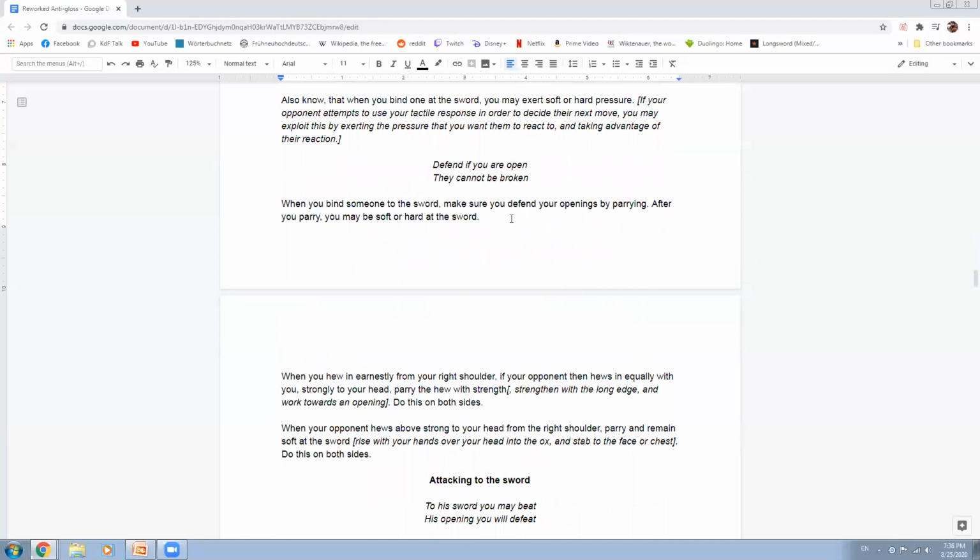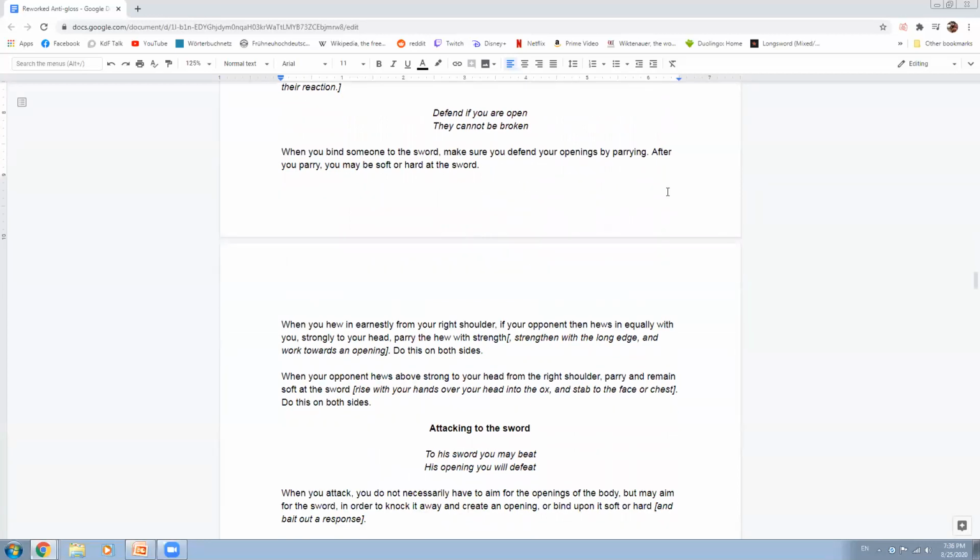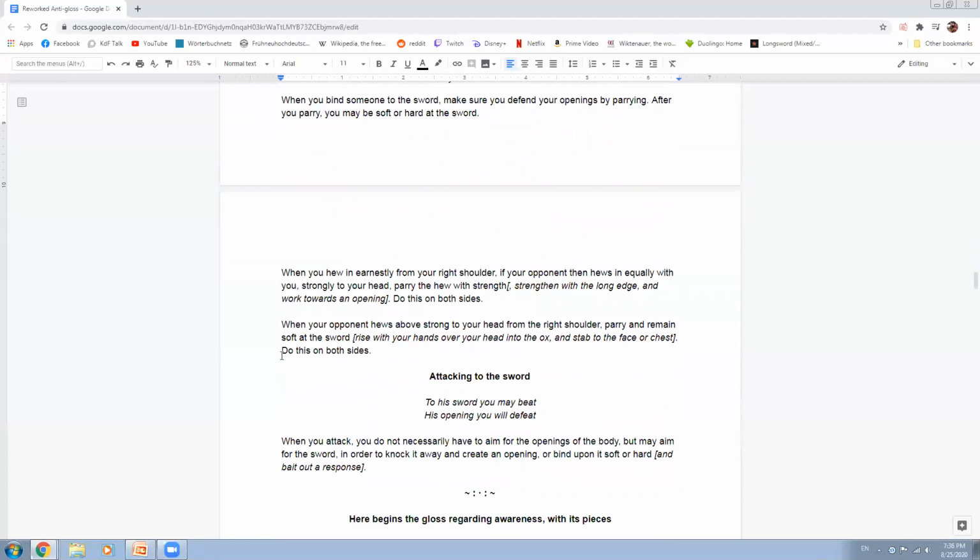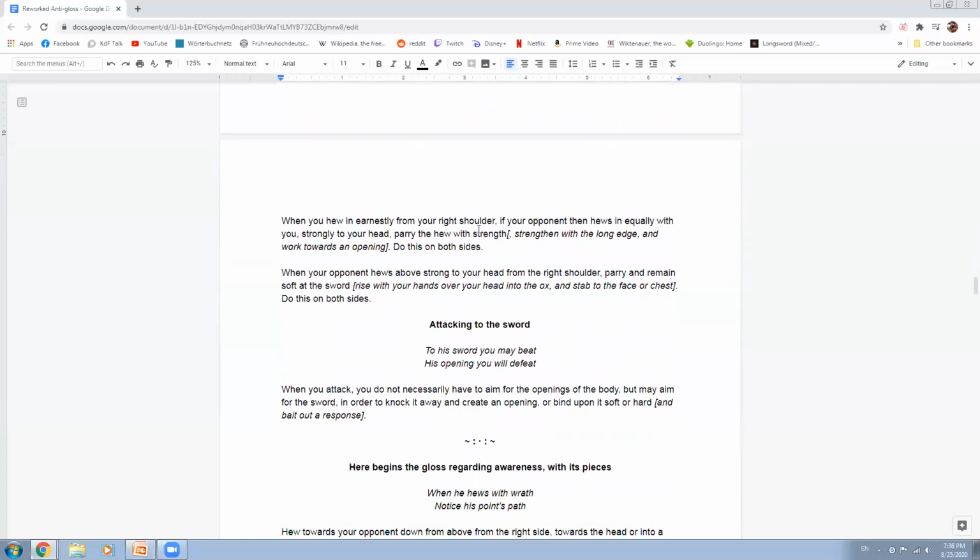When you bind to the sword, make sure you defend your openings by parrying. After you parry, you may be softer hearted the sword. Hew earnestly from your right shoulder. Use equally strong to your head. Parry with strength. And do this on both sides. So that's the duplaren. Parry and remain soft to the sword. Rise with your hands over your head and ox and stab them to the face or chest. So that's going to be your Mutiran response.